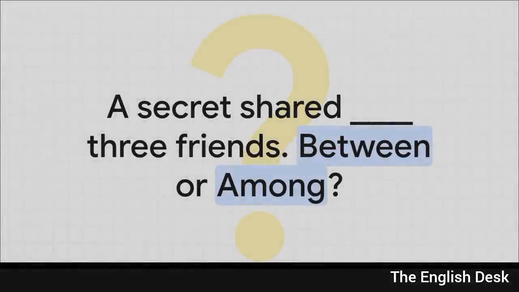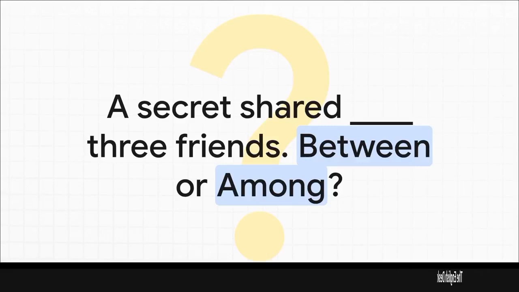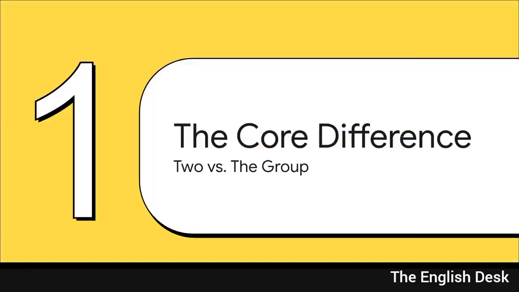Picture this. A secret is shared with three friends. What's your gut feeling? Do you say it's shared between them or among them? This is exactly where people get tripped up. But I promise, the answer is way simpler than you might think. To get this right every single time, you just need to understand one core principle. Seriously, that's it. It's not about memorizing a bunch of weird rules. It's about asking yourself one simple question. Are we talking about distinct, individual things, or are we looking at them as a single group?